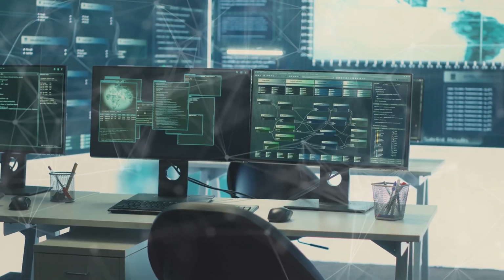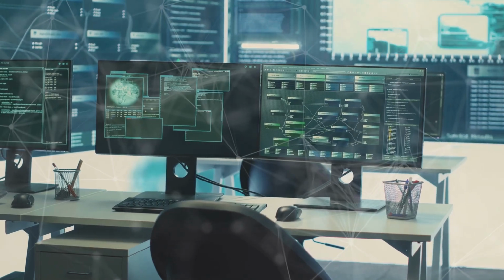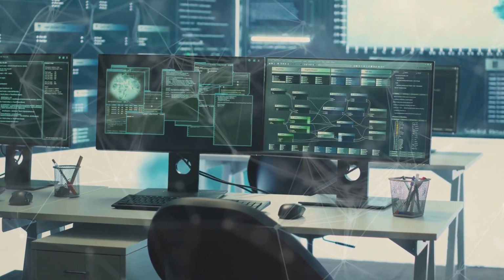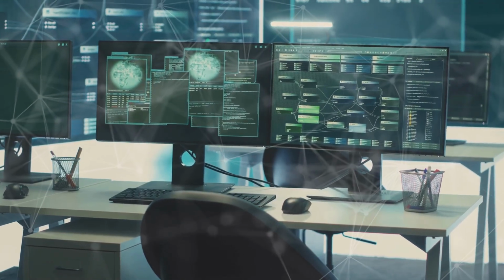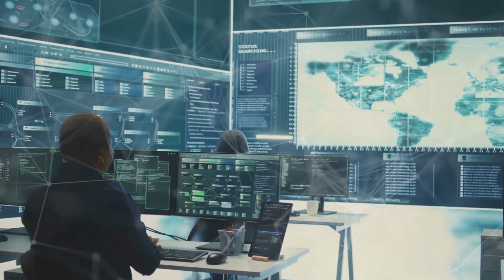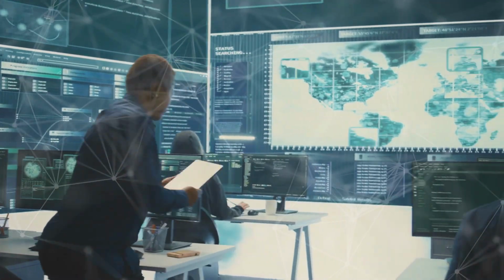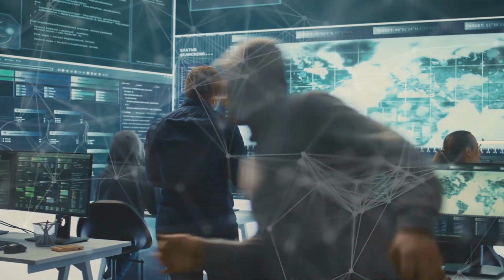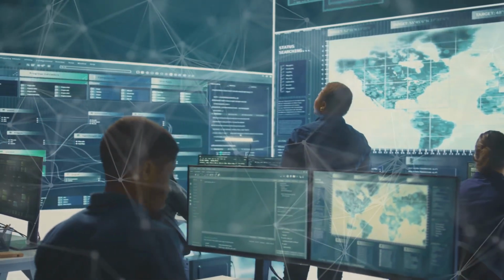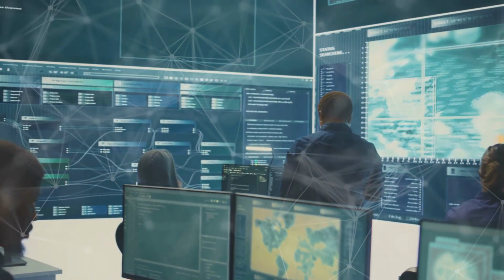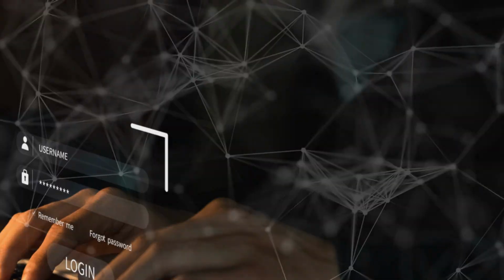Zero trust is important because it helps to protect our data and systems from attacks. By continuously verifying every access request, it minimizes the risk of unauthorized access. It's a more proactive approach to cybersecurity that is becoming increasingly necessary in today's world. As cyber threats continue to evolve, adopting a zero trust model can provide a stronger defense against potential breaches.